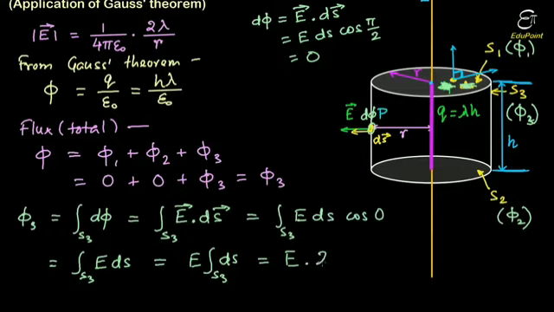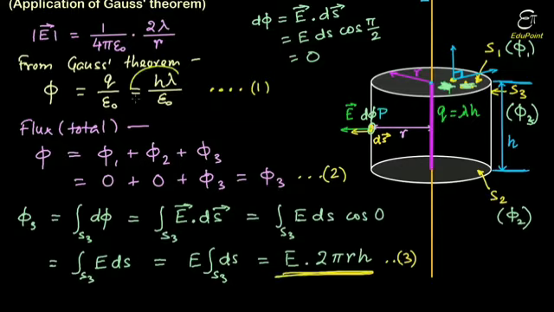Here phi E is equal to E times the integral of dA over the curved surface, and the total area of the curved surface is equal to 2 pi r L. Substituting this in the equation, E times 2 pi r L is equal to lambda L by epsilon naught. E is equal to 1 by 2 pi epsilon naught times lambda by r. In vector form, E is equal to 1 by 2 pi epsilon naught lambda by r times the unit vector r hat.